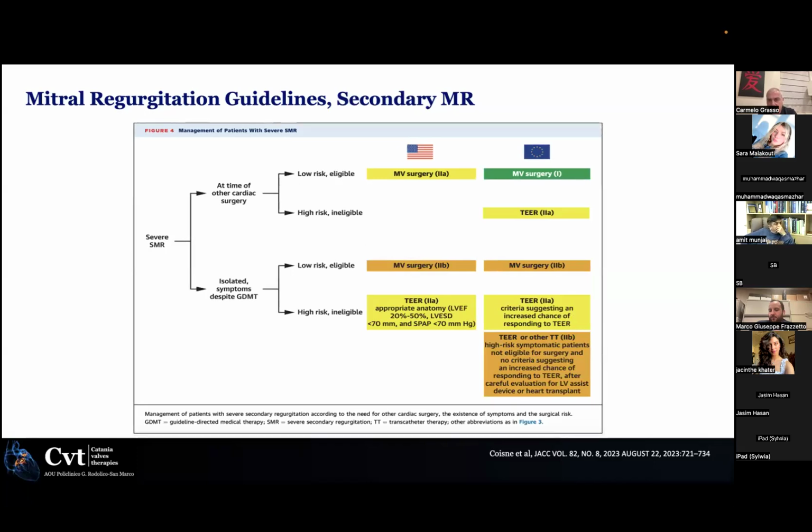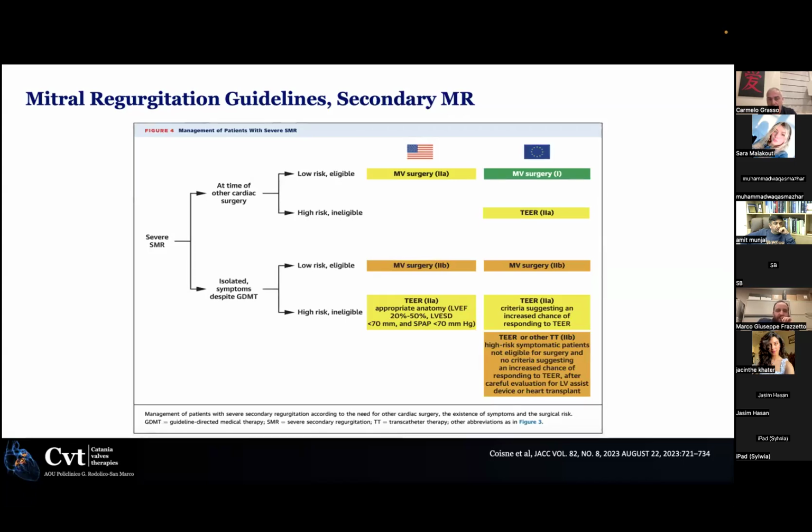In secondary MR, instead, the situation is a little different. If you have a patient who goes to cardiac surgery for any other reason, you can do the correction during the same intervention. The opposite, in Europe, if you have a high-risk patient ineligible for surgery, we can do transcatheter repair with an indication 2A.